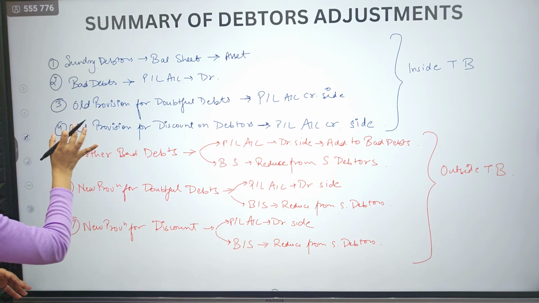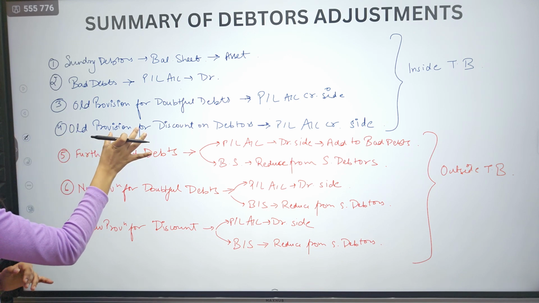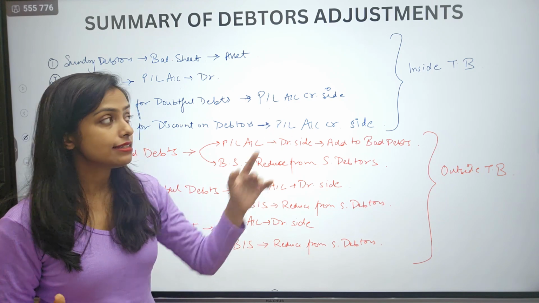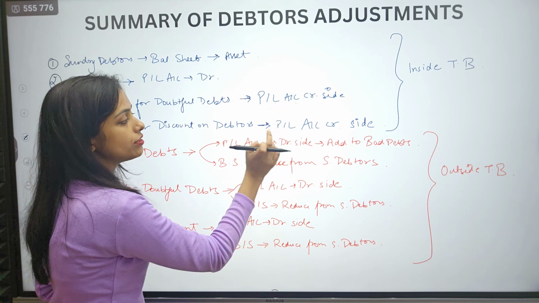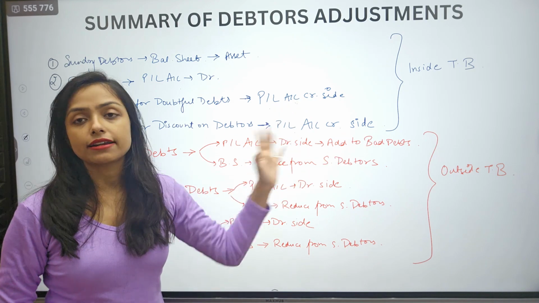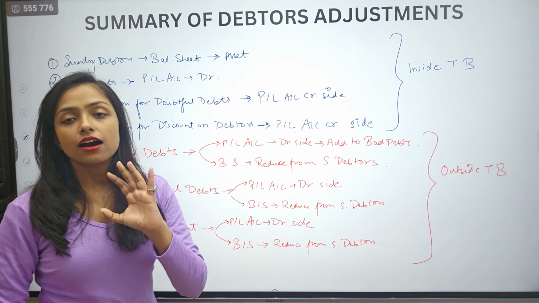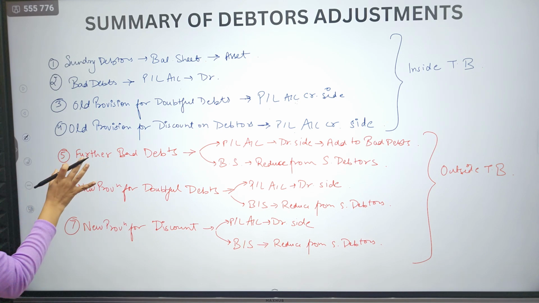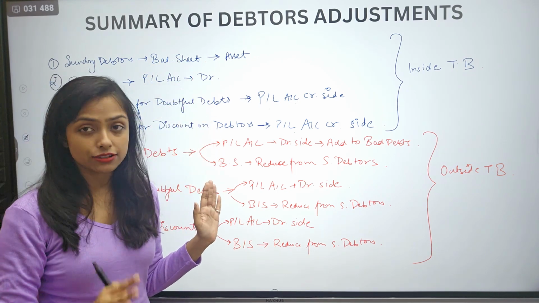Fourth point, what are you going to do on the fourth step? Find if there is any old provision for discount on debtors given inside the trial balance, and you are going to do the same thing as here. On the P&L account's credit side, you are going to write it and cancel it off. Both of these we are just writing off. Fine. Everything that was given inside the trial balance, we have dealt with.